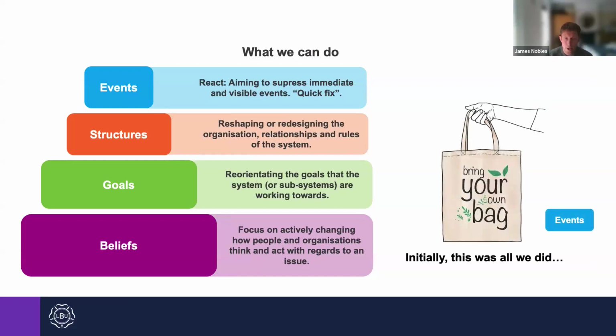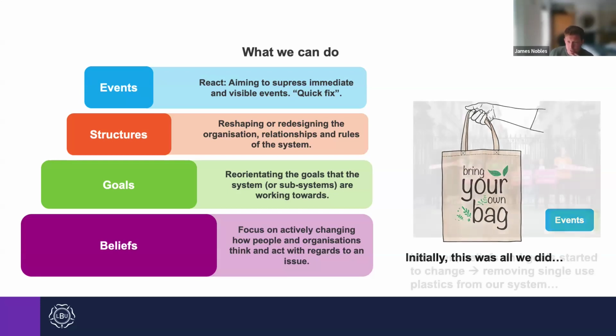Initially, when we recognized there was a problem around single-use plastics, one of those might have been about the use of carrier bags within supermarkets. We were initially asked to bring our own carrier bags into the supermarkets in order to reduce our use of those that are given away, or were given away, free of charge at the checkout. So that was seen to be working at the event level within the action scales model. Initially, that was about all that was done.